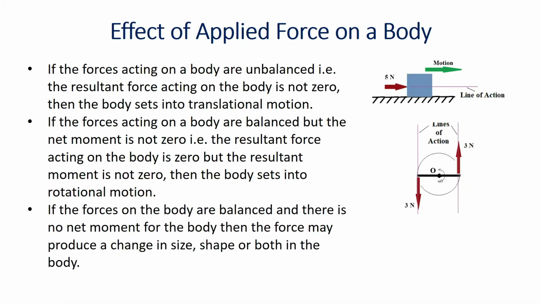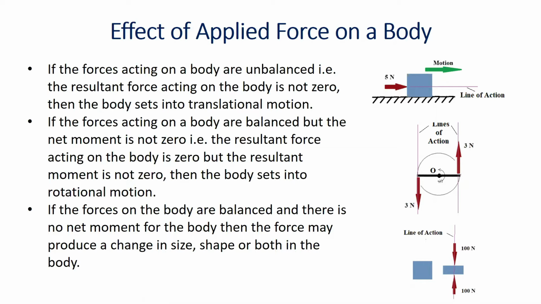Now let us consider the third possibility. If the forces on the body are balanced and there is no net moment acting on the body, then the force may produce change in size, shape, or both in the body. In this figure, two equal and opposite forces are acting on the body and their lines of action are one and the same. Hence, net force acting on the body is zero and the net moment of the force is also zero. Hence, there is no translational motion and no rotational motion in the body. In such a case, force may produce a change in size, shape, or both in the body.